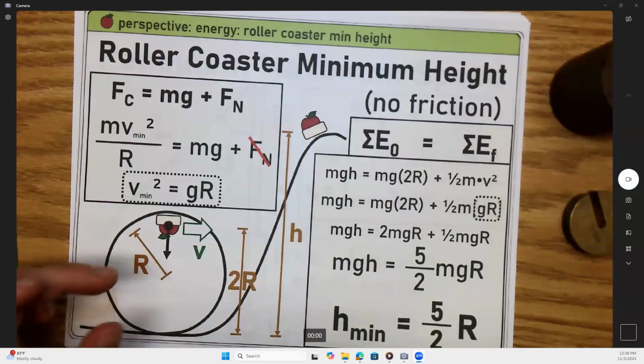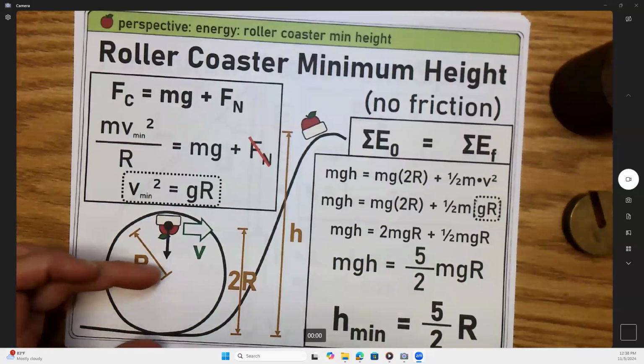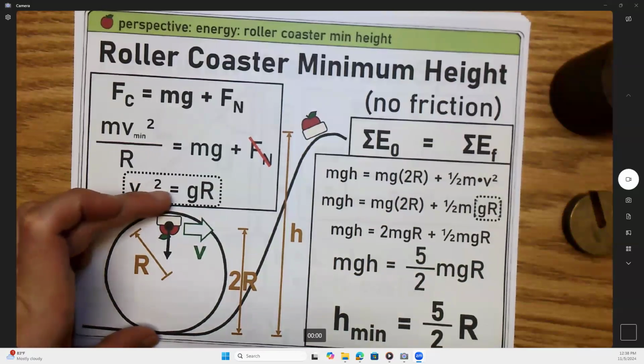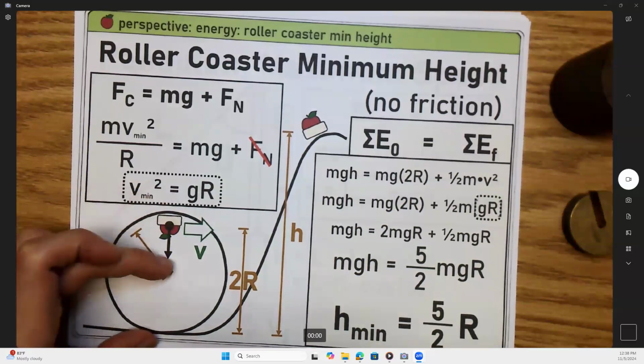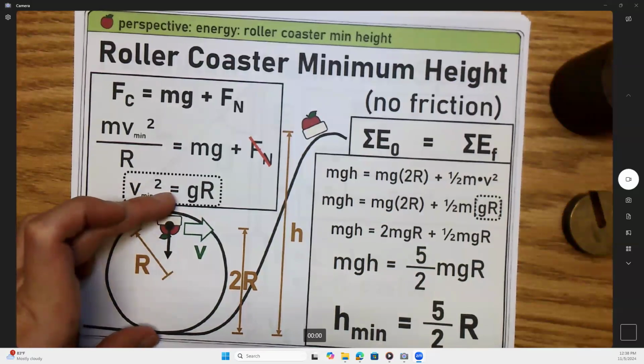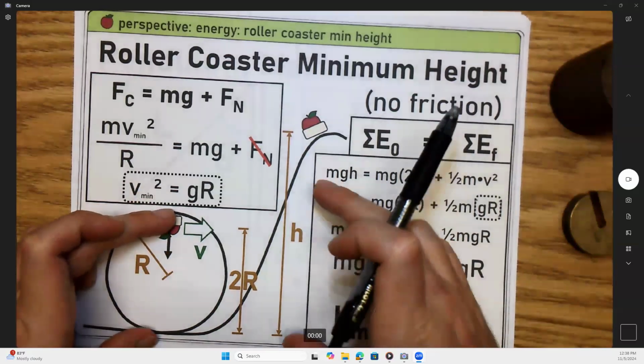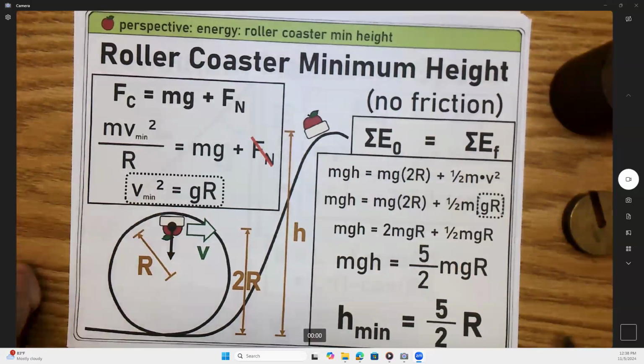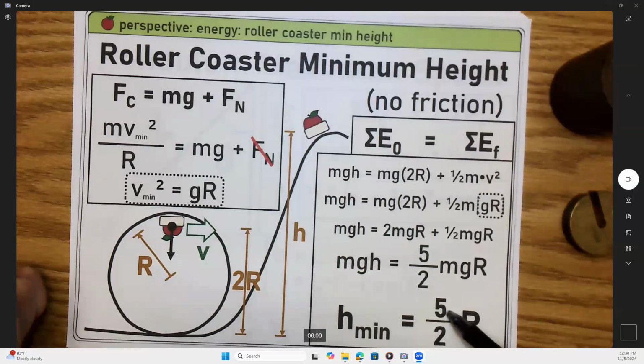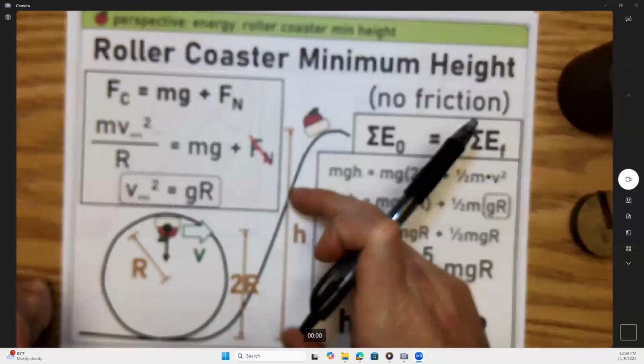Let's do a numerical example. Suppose the radius of this loop is 10 meters. You got that? What is the diameter of the loop equal to? If this is 10 meters, what is this? 20 meters. And therefore, what is the minimum height of the hill? If you put 10 meters right here, what's 10 divided by 2? It's 5, and 5 times 5 is 25 meters. As long as my hill is at least 25 meters tall.